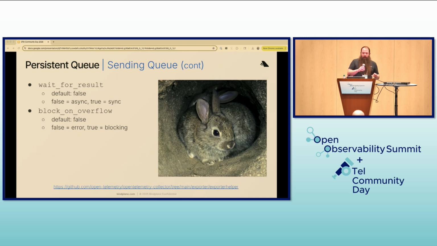All right. These two, my friends, are a rabbit hole. This is one that I started to go down and realized there's not enough time for this talk to get into. But I do want to make people aware of these two configurations: wait for result and block on overflow. Both of these really play into something broader than the idea of a persistent queue.